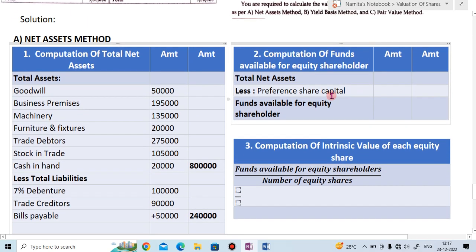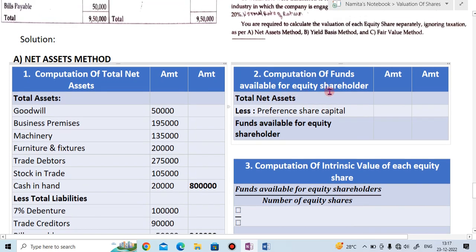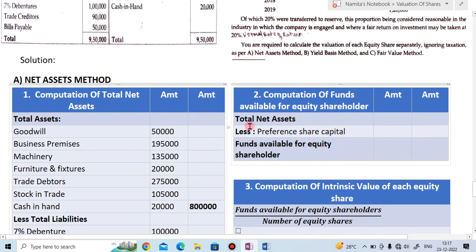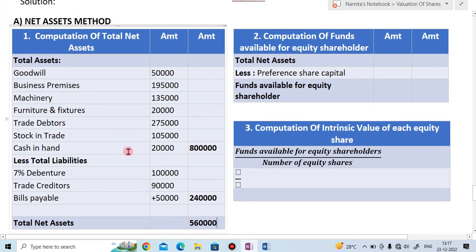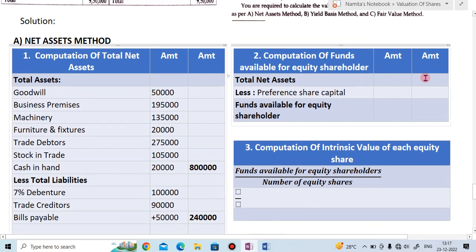Now step 2 is what? Computation of funds available for equity shareholders. So to find the funds available for equity shareholders, the formula is what? Total net asset minus preference share capital. So how much did we get as total net asset? In step number 1 we got total net asset as 5,60,000.